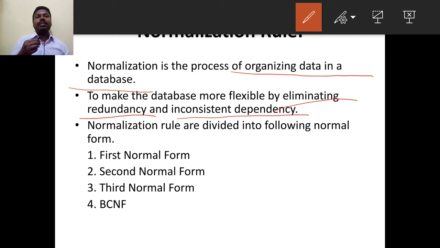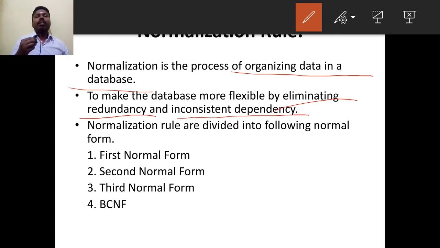We know that inconsistent means we are having two tables. In the two tables, if we have the same values, for example, student address in both tables, if we change any value, for example student address, in one table, that should change automatically in the other table. Understand? That is consistent. So if it does not change, that is inconsistent, right?